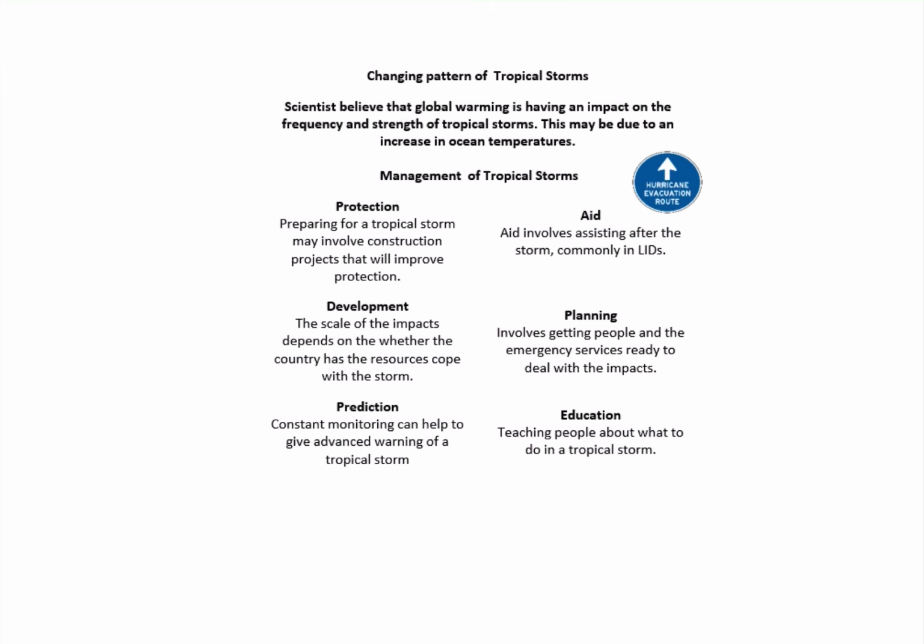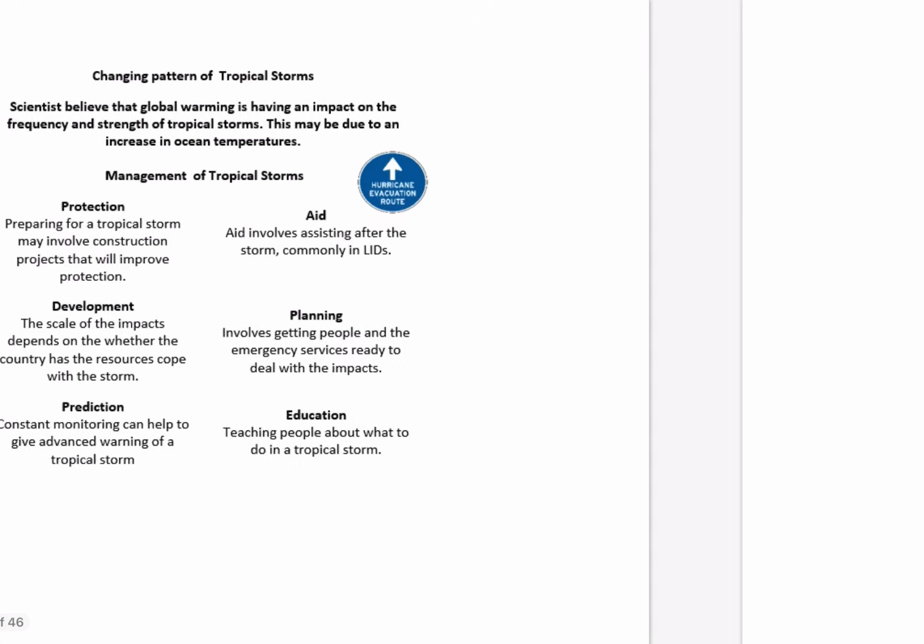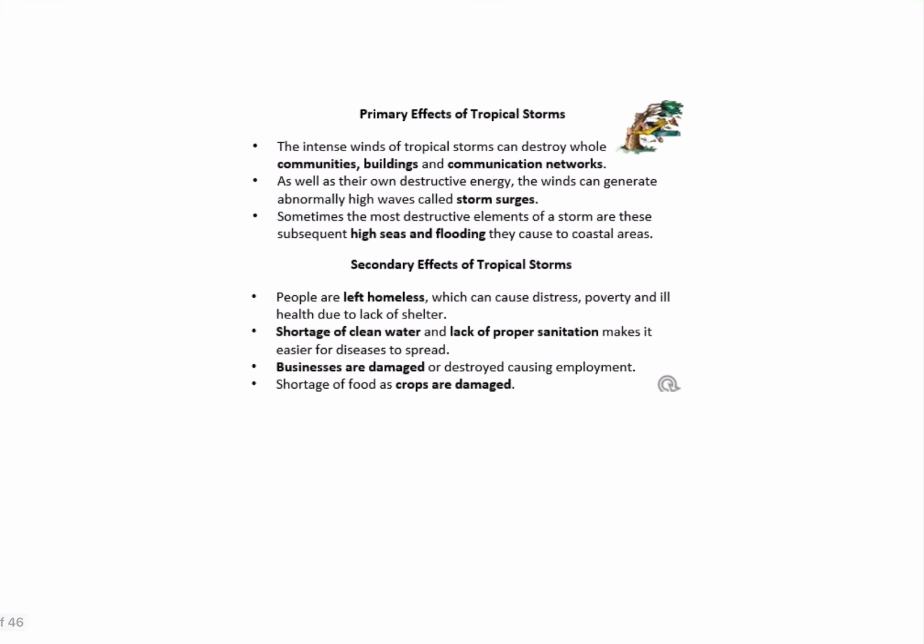So obviously aid, planning, prediction, educating people on what to do. Would you be able to talk through a couple of those ideas? Again, pause it here if you need to. And then obviously, could you pick out some primary and secondary effects of a tropical storm? So things like intense winds might damage buildings, high seas and flooding, people might be left homeless, crops are damaged.